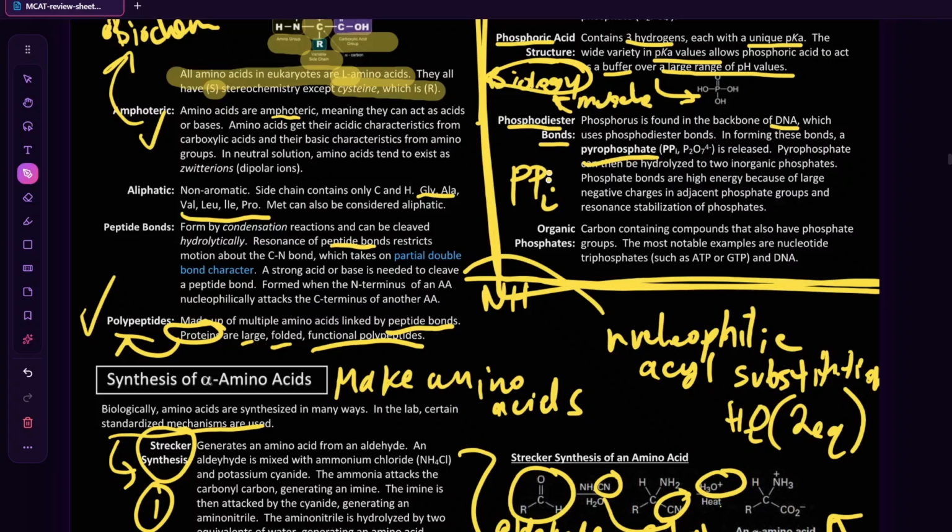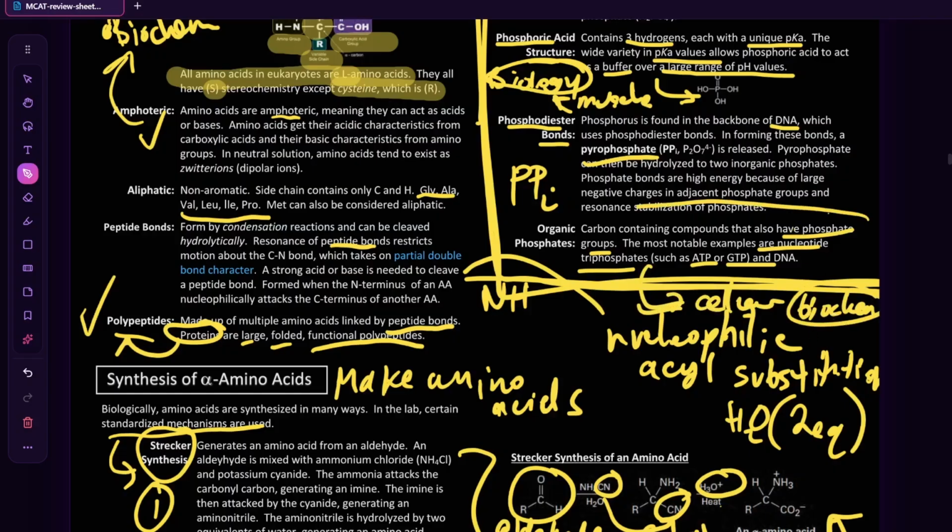So if you relate phosphate to some biological mechanisms you've seen, it might help you learn it a little bit better. And then for organic phosphates, carbon-containing compounds also have phosphate groups. The most notable are nucleotide triphosphates, such as ATP, GTP. If you learned the Krebs cycle, or if you learned about cellular respiration, which is in your biochemistry chapters on metabolism, these will pop up a lot, organic phosphates, because it has to do a lot with your body.